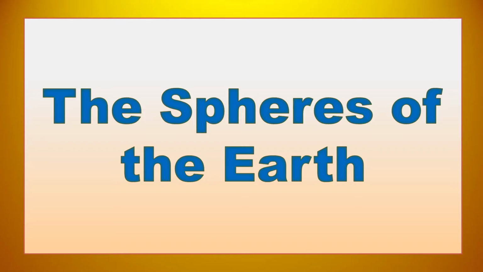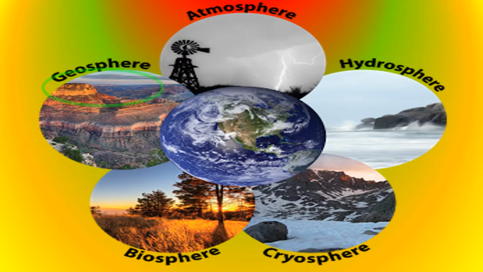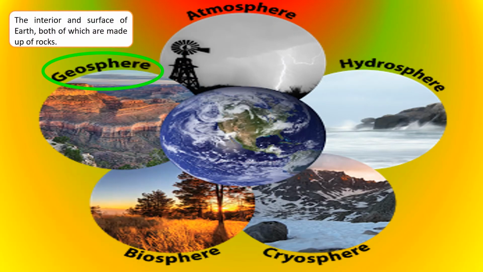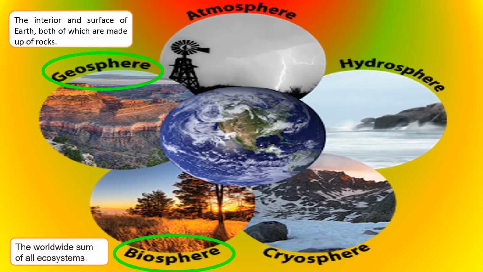Everything in Earth's system can be placed into one of 5 major subsystems. These subsystems are called spheres. Specifically, they are the geosphere. The geosphere is the part of the Earth that includes the interior and surface of Earth, both of which are made up of rocks. Next is the biosphere. The biosphere is the worldwide sum of all ecosystems.